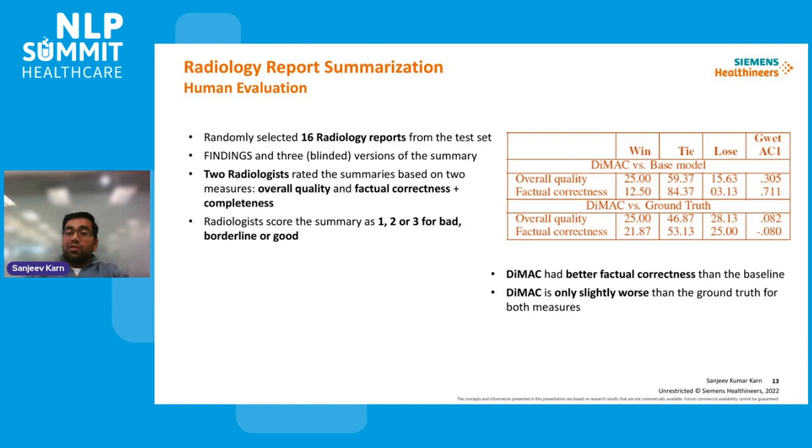Compared to ground truth, the ground truth summaries win against differentiable multi-agent actor-critic, but the inter-annotator agreement is not very significantly large. This signifies that although most of the time ground truth is selected, within a report it might happen that sometimes one of the radiologists prefers the DMAC model summary over the ground truth. But generally, the ground truth is preferred by the radiologists.